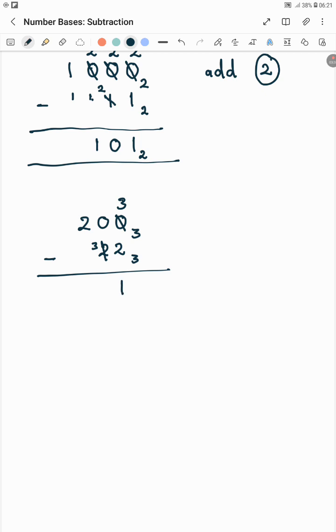And here 0 minus 3, you have to borrow again. This one becomes 1, and here when you borrow, this one becomes 3. 3 minus 3, that's 0. And here 2 minus 1, you get 1. So the answer is 101 base 3.